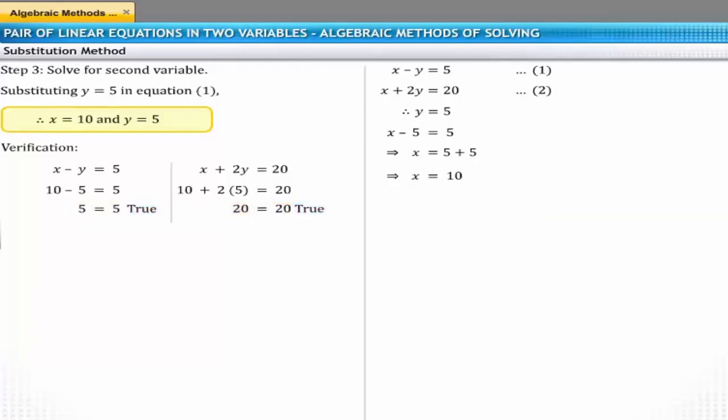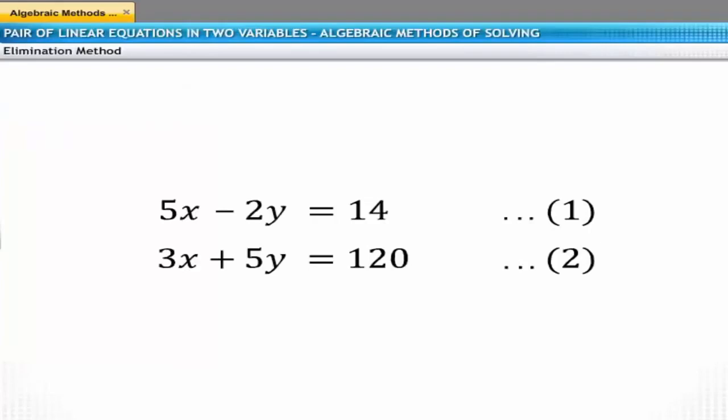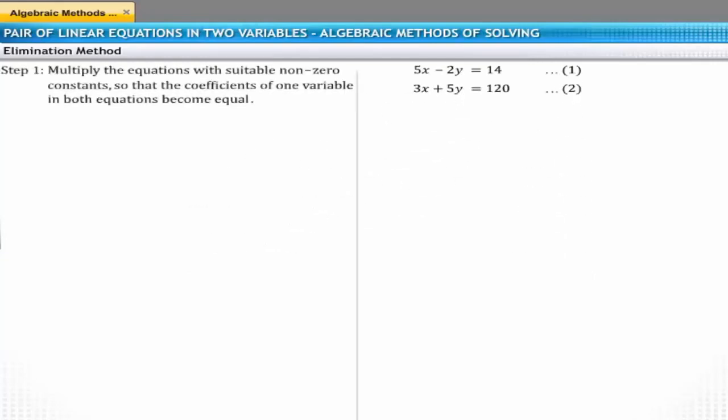Next, we'll learn another algebraic method, the elimination method, to solve a pair of linear equations. The elimination method, as the name suggests, involves elimination of one variable by equating the coefficients of that variable in both the equations. Consider the pair of linear equations 5x minus 2y is equal to 14 and 3x plus 5y is equal to 120. In this method, the first step involves multiplying the equations with suitable non-zero constants so that the coefficients of one variable in both equations become equal.